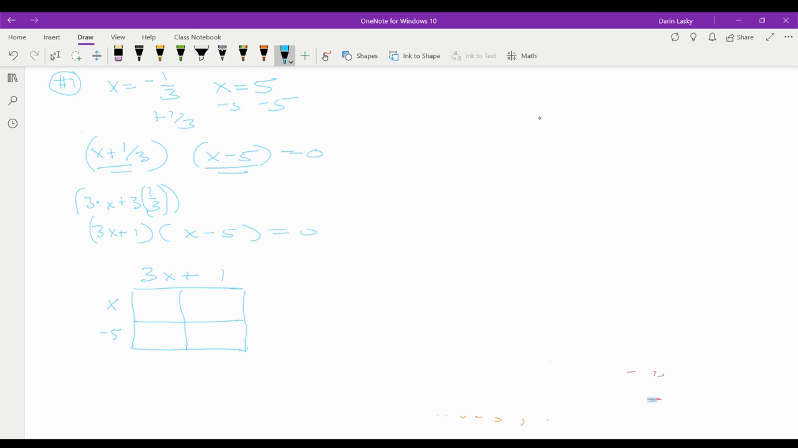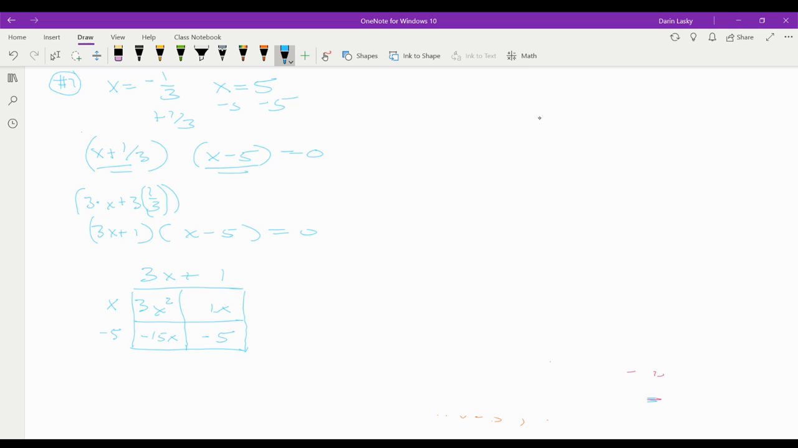Then I'm going to multiply whatever meets up in the box. That's the area. So the area of this side is 3x times x, which is 3x squared. And I'm going to do x times 1, which is 1x. Then 3x times -5, which is -15x. And -5 times 1 is -5.